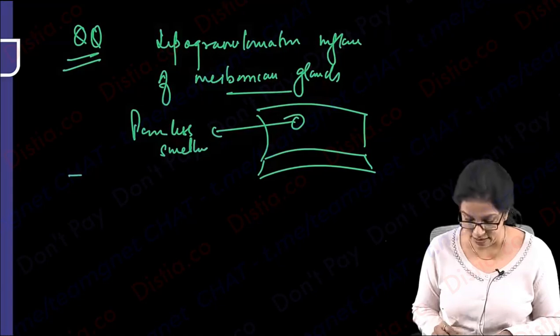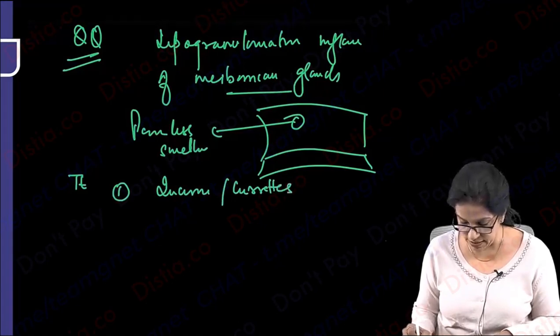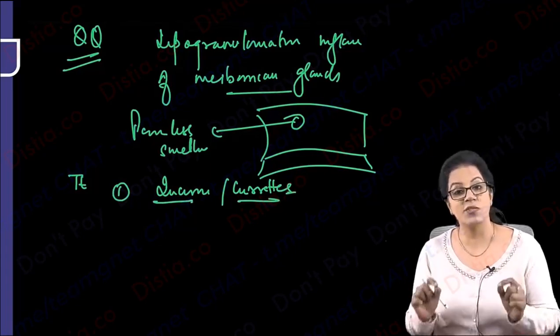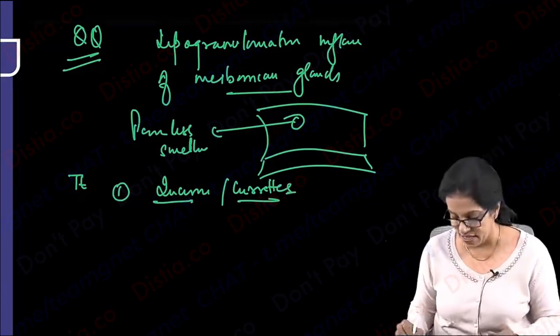How do you manage this? Number one, incision and curettage. Don't say drainage because it's organized secretions. So curettage. It's not a liquid pus. Even this was asked in the exam. Incision and drainage, or incision and curettage.